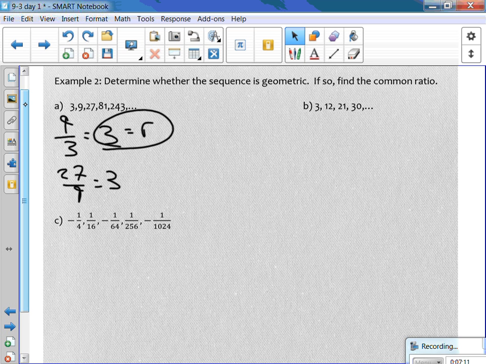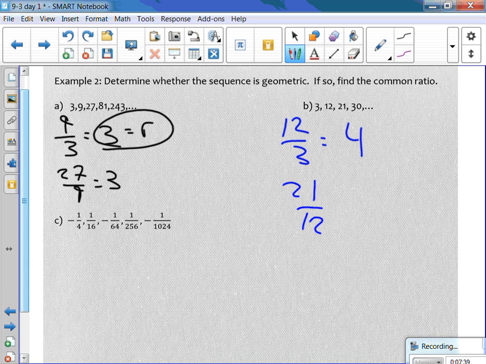Now, what about this next one? I have 3, 12, 21, 30. Is this going to be geometric? So, what do we do here? Absolutely. So 12 over 3 giving us 4. Does it matter what that equals? We just want to say, does it equal 4? And here it's obvious, as Del said, it does not equal 4. So we know it's not a geometric sequence.